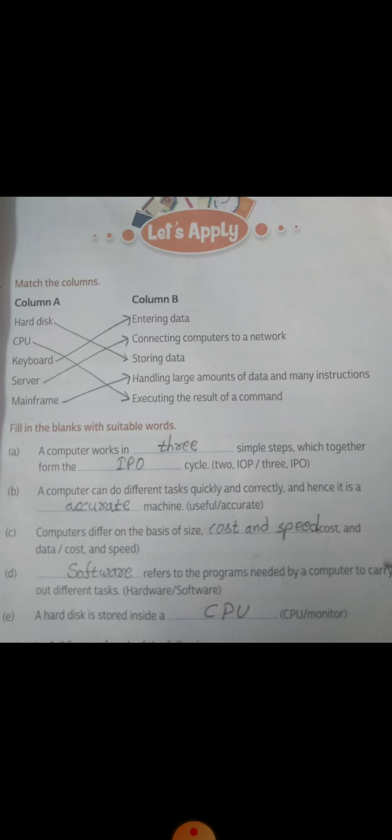Okay children. Then a hard disk is stored inside a dash. All of you know it. This is very easy. That is a CPU, central processing unit. Hard disk is our storage device. Then we will discuss the full forms.